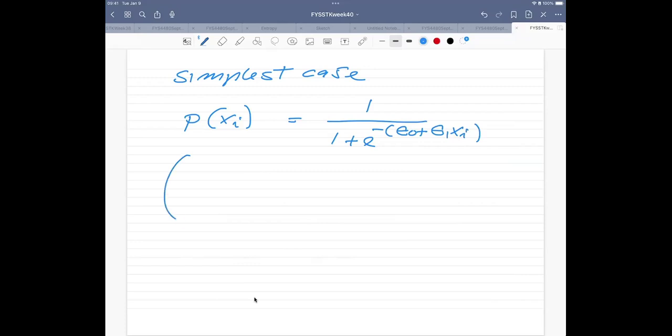But in principle, what I could have is something which has many more features. So I could have 1 plus e to the minus, and then theta_0 plus theta_1 times x_i, plus theta_2 times x_i, up to some feature theta_{p-1} times x_i.